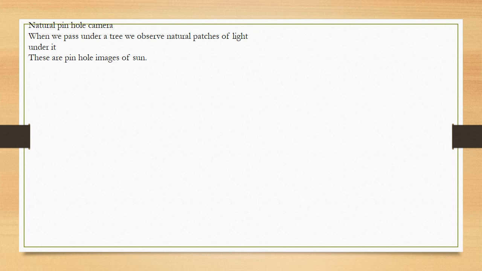While looking through pinhole cameras, remember one thing: never directly look at the sun because it will damage the eyes.